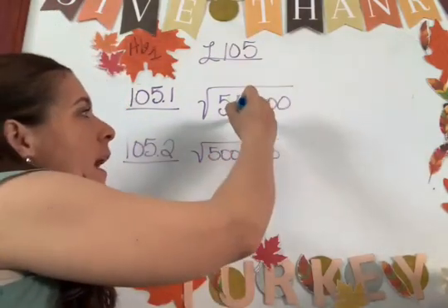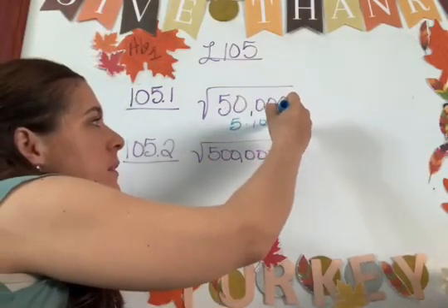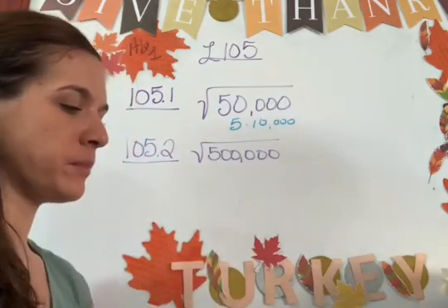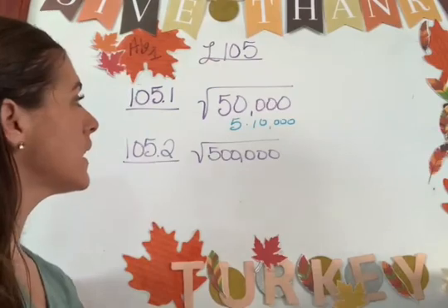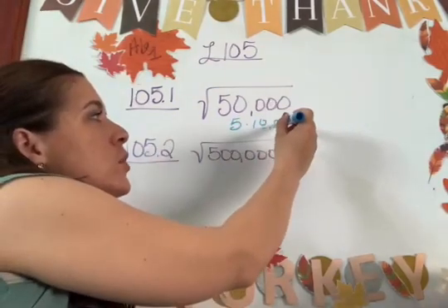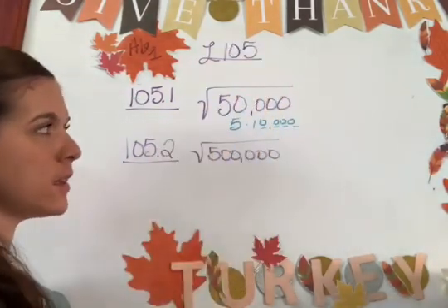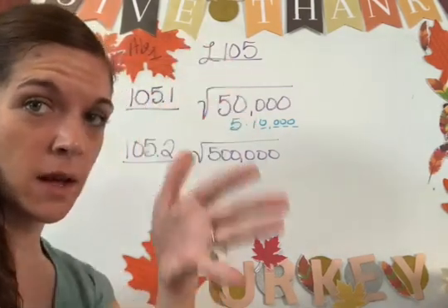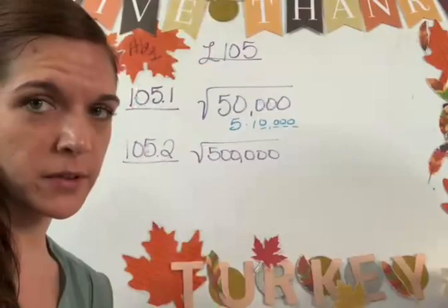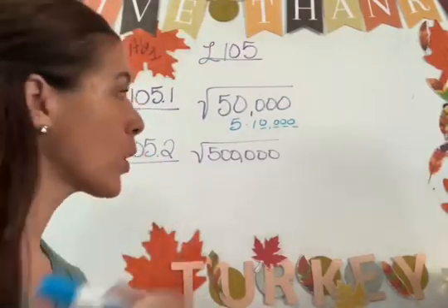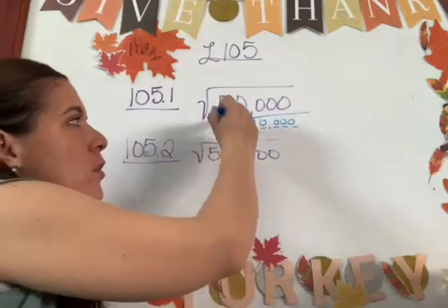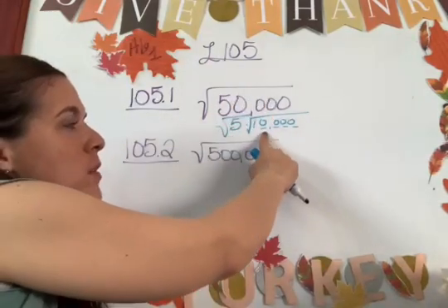This is 5 times 10,000, right? Okay, that 10,000 right there, because it has 1, 2, 3, 4 zeros, that means it has an even number of zeros, an amount of zeros that you can cut in half. You can easily take the square root of 10,000 just by cutting in half your zeros. So you really have square root of 5 times square root of 10,000.